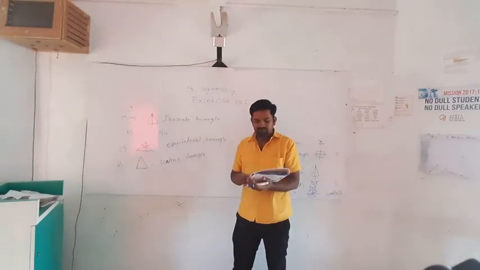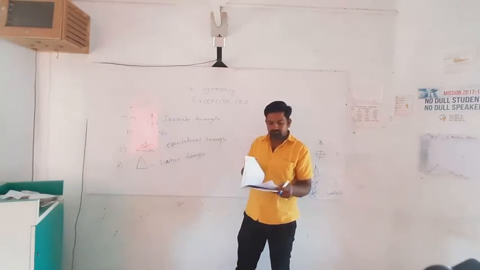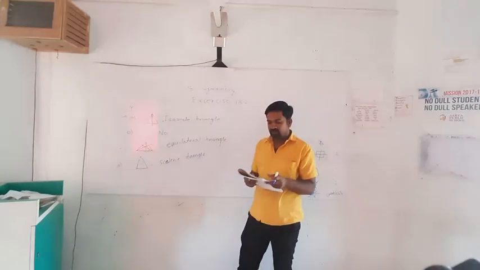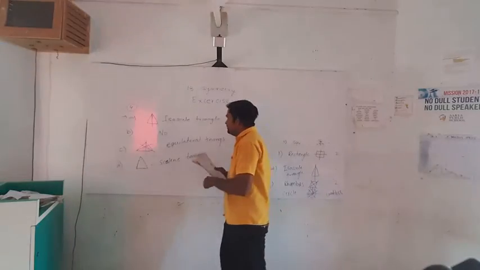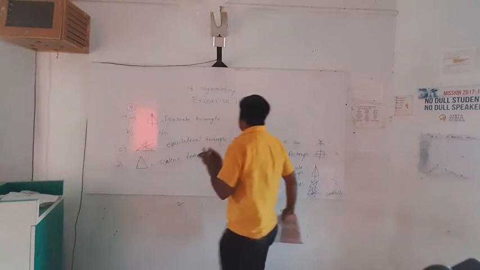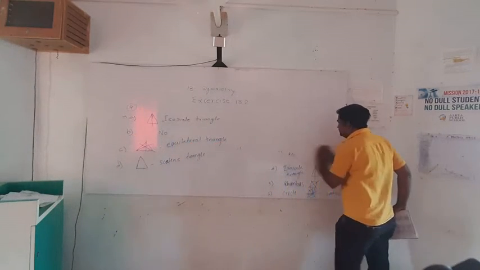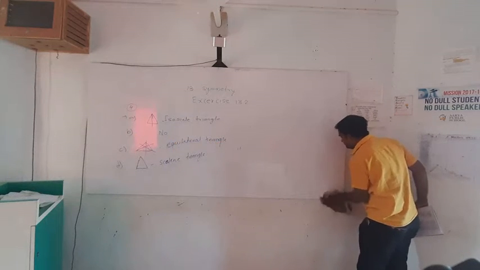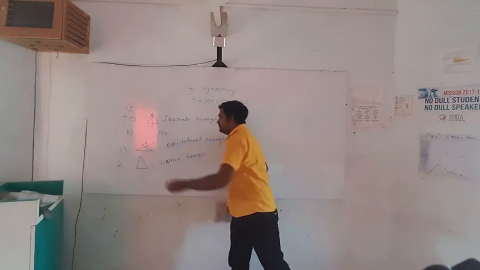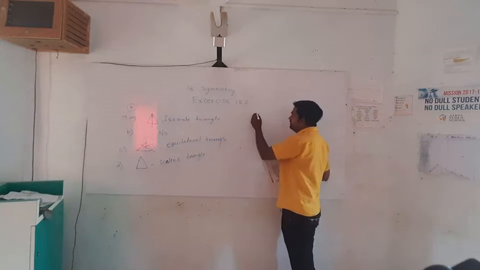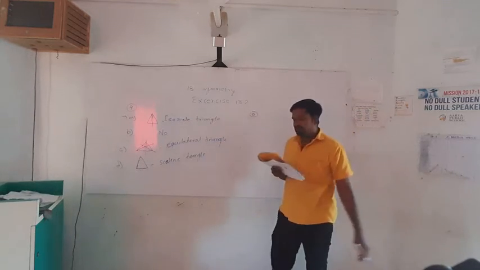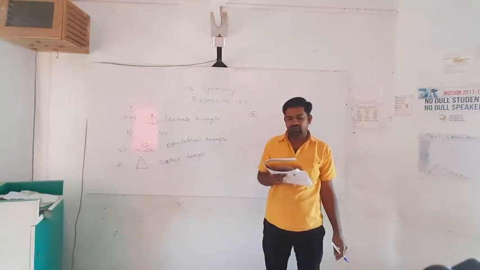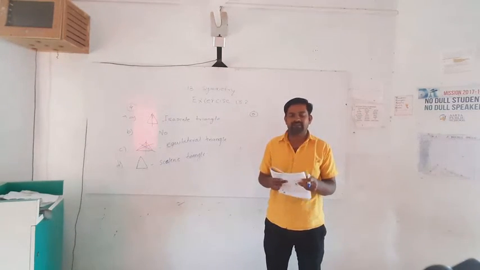Now see question number 5. On a square figure, sketch the following. Yes, here we want to sketch the following shapes.